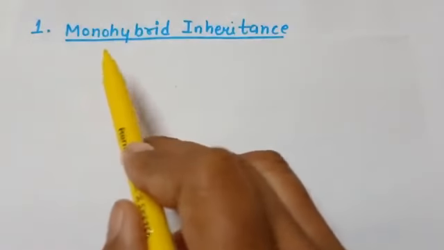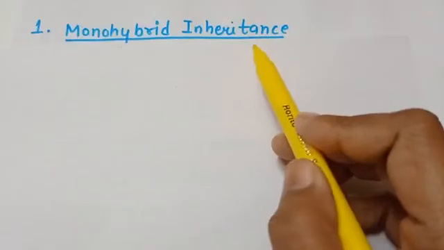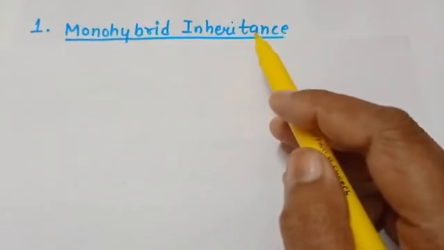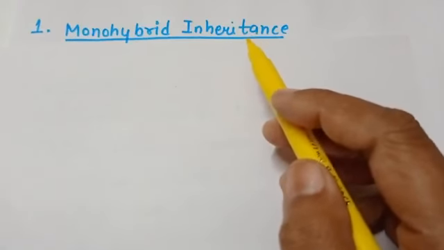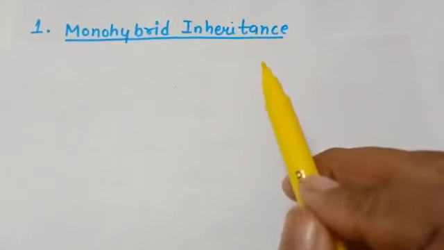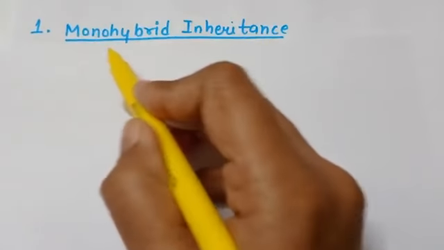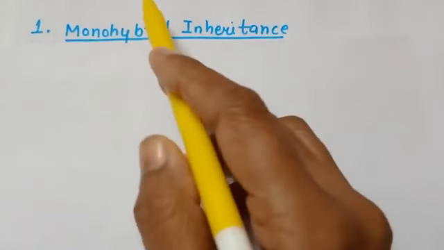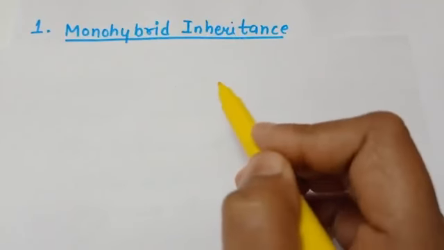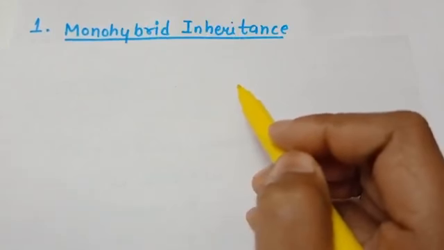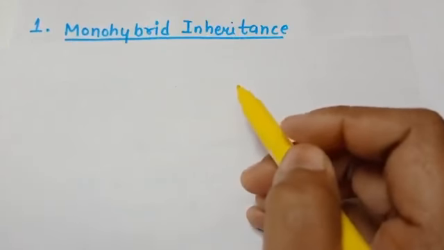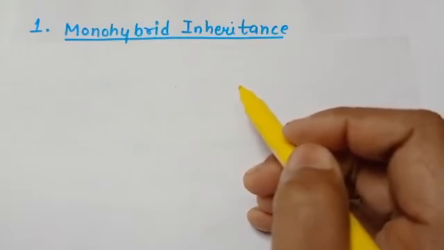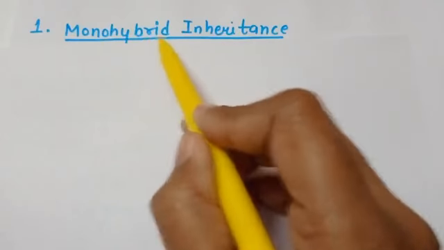The first was monohybrid inheritance. First, Mendel investigated the inheritance of a single contrasting trait. That means he chose only one characteristic to study. Mono means one, hybrid inheritance. So he studied the garden pea plant by looking at just one characteristic, and that is why this experiment was called the experiment of monohybrid inheritance.